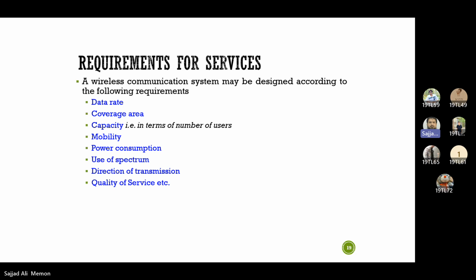A wireless communication system may be designed according to the following requirements. On top, we have data rate. Then, secondly, we have coverage area. Then the capacity, how many users can be served, mobility, power consumption, use of a spectrum, direction of transmission, quality of service.